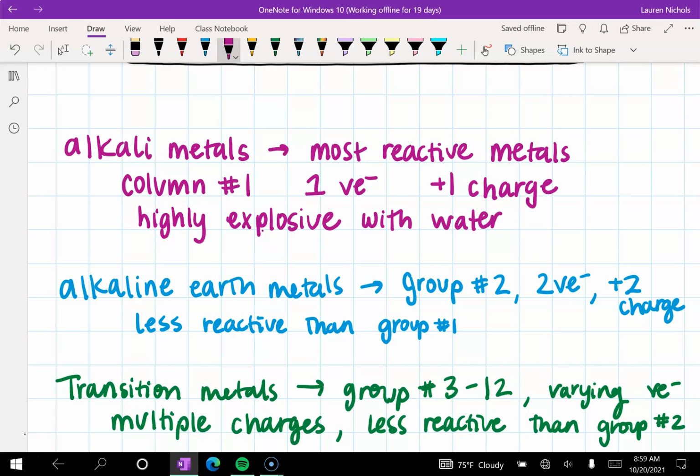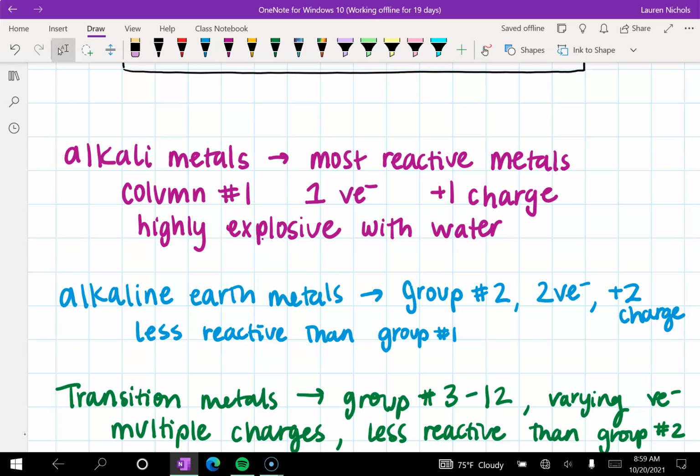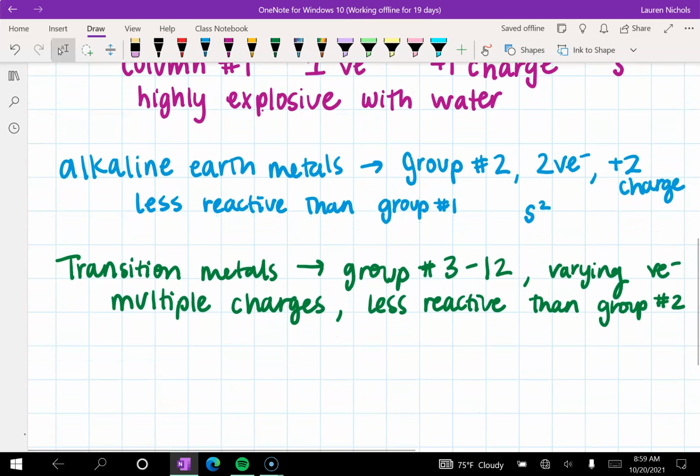One thing to mention is that since the alkali metals are in column number 1, remember when we look at our electron configuration, the electron configuration will always end in S1, whereas your alkaline earth metals will always end in S2. And your transition metals, for the electron configuration, will always end in D something. So 4D10, 3D6, whatever it is, it's always in the D block or D sublevel of the periodic table.